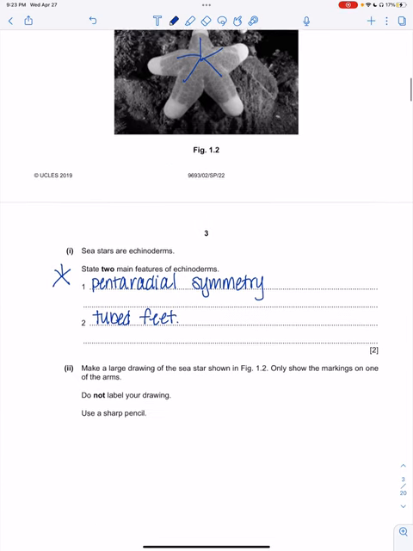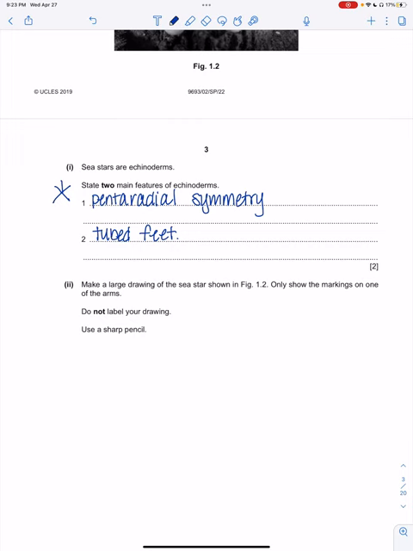Two marks. Make a large drawing of the sea star shown. Only show the markings on one of the arms. Do not label your drawing. So, not to label it, use a sharp pencil.